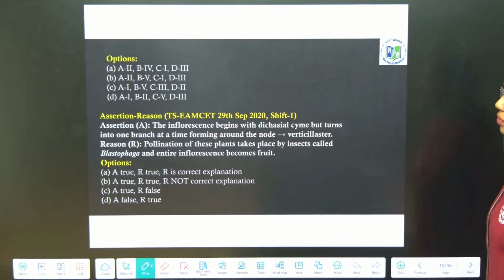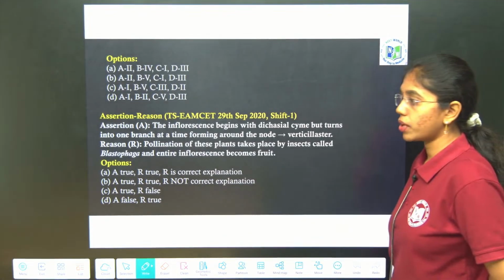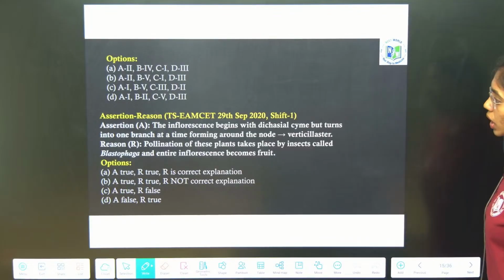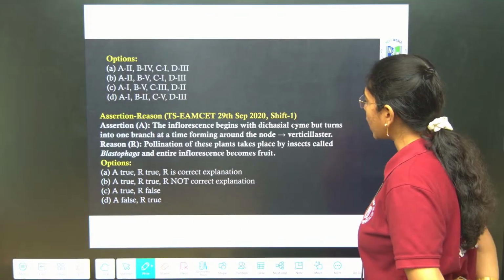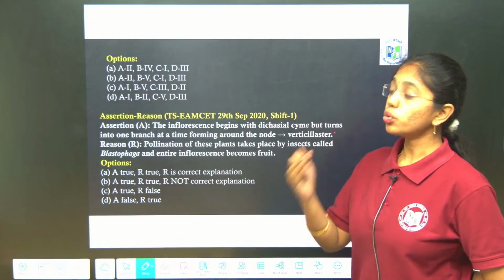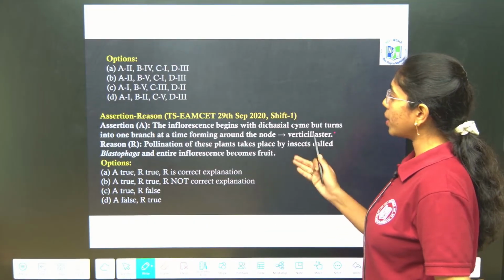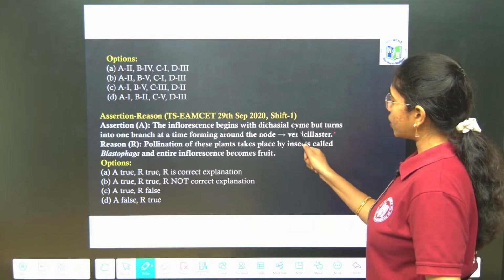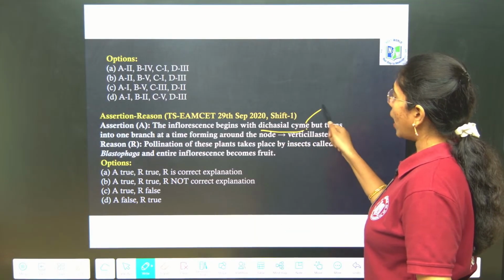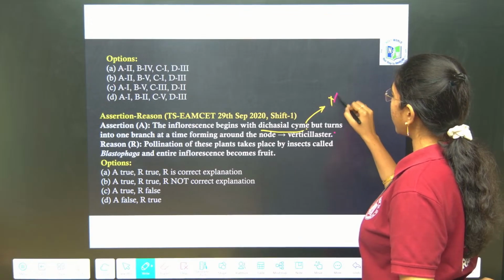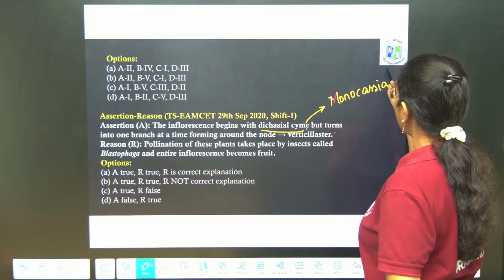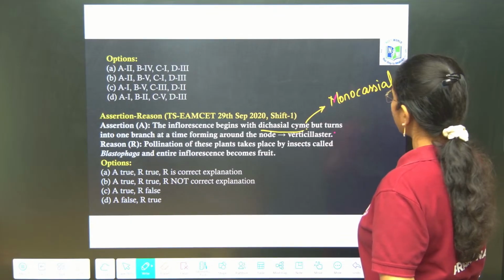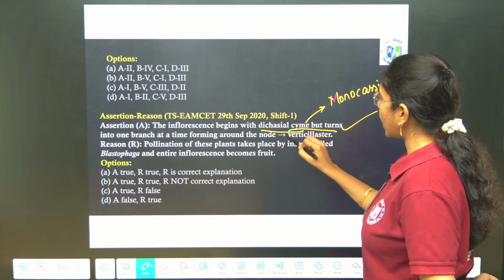Next, assertion reason type of question. Here we go, easy only, ma. The inflorescence which begins with the dicasial cyme but turns to one branch at a time forming around the node. Okay. It starts as a dicasial cyme and turns to monochasial cyme. Monochasial cyme. Correct only, no? Verticillaster type.